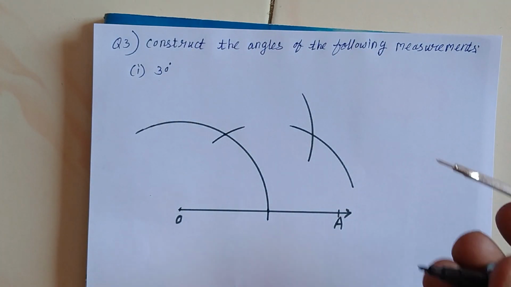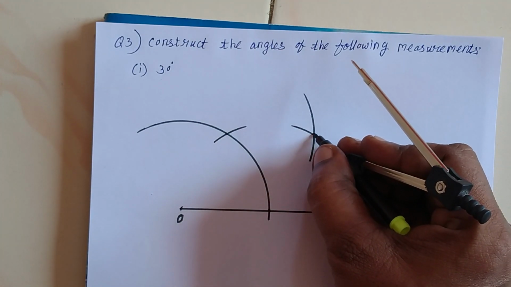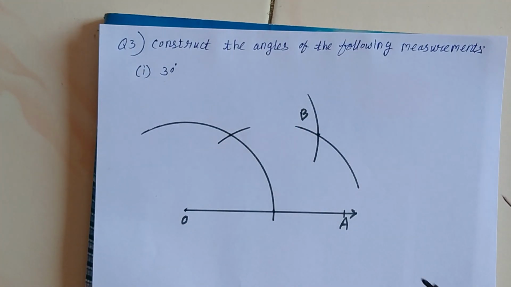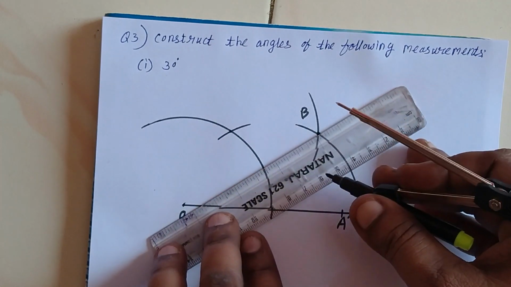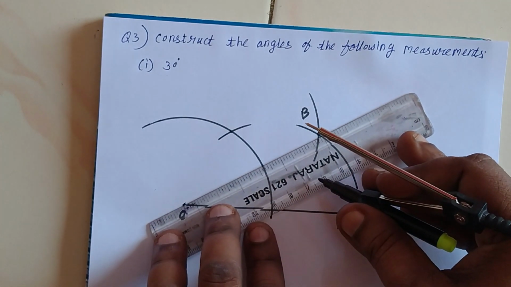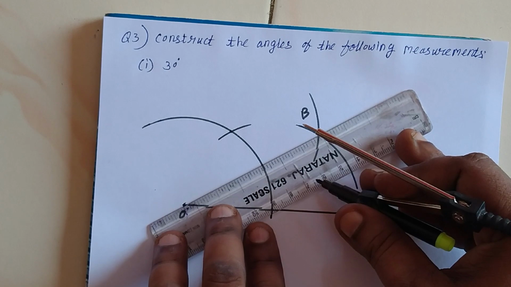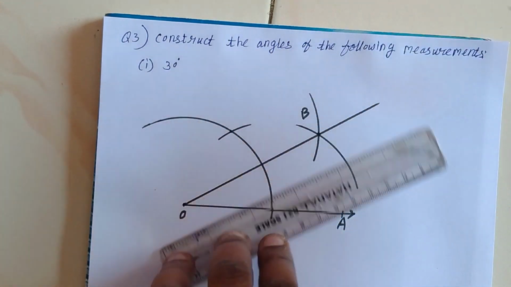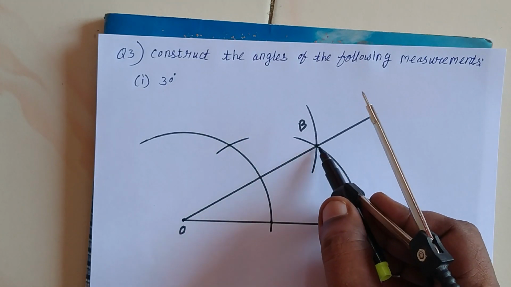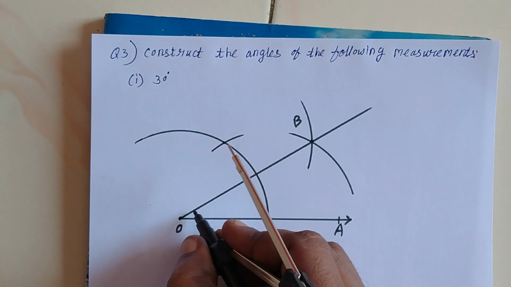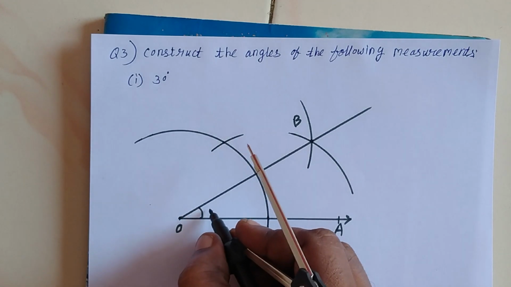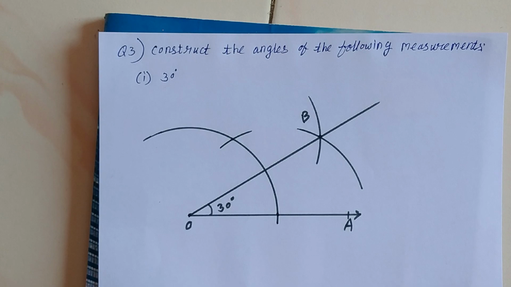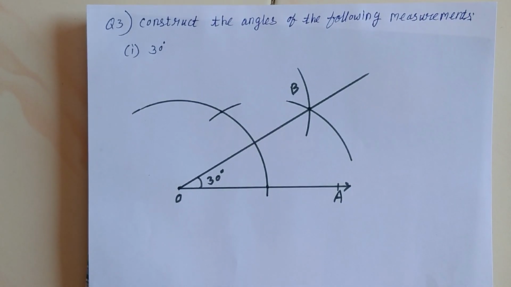Okay, and then this is the point of intersection which you can take as B. Now join O with B, draw the line segment, and this will give you angle 30 degree. This angle BOA is nothing but 30 degree. Now student, in this same question they have given 15 degree.